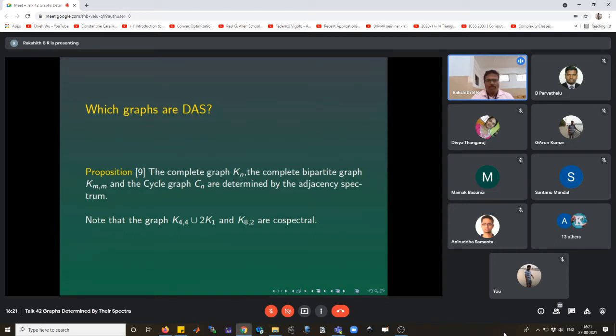Why? Because if you just look at this example, the complete bipartite graph K8,2 and the union of graphs K4,4 with 2 isolated vertices, you can check that they are adjacency co-spectral, but they are not isomorphic to each other. So that means the complete bipartite graph K2,8 is not determined by the adjacency spectrum. More precisely, their spectrum is 4 plus or minus 4, and all the remaining entries are 0.